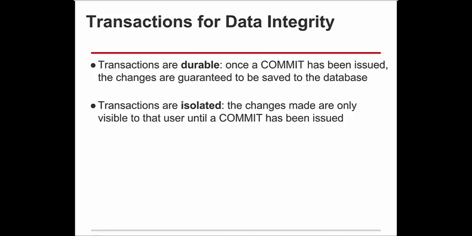Transactions are also isolated, meaning that as multiple users use the database, often they want to work in their own little bubble until they're ready to save all their data. Transactions fulfill that idea by isolating themselves. The changes made are only visible to that user until a commit has been issued. Once that user commits, the rest of the world can see the changes. This allows the user to make multiple changes and then save them all at once.